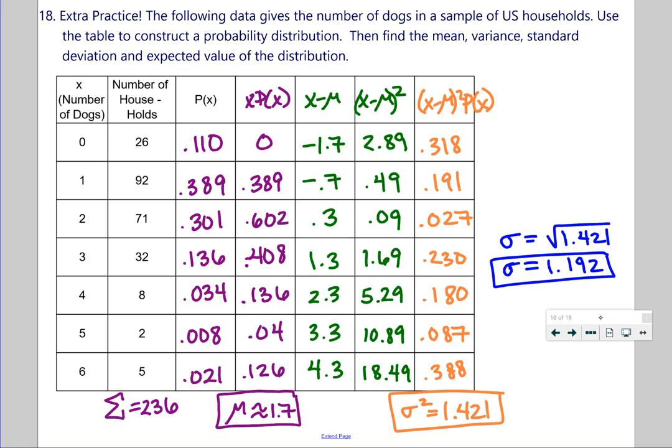All right, whenever you're ready, as long as I didn't put anything in my calculator wrong, you should have a mean of about 1.7, a variance of about 1.4, and then a standard deviation of about 1.2. It may vary a little bit depending on how you round it. And remember, expected value is the same as that mean. What do we think? Does this look okay? What questions do you have?